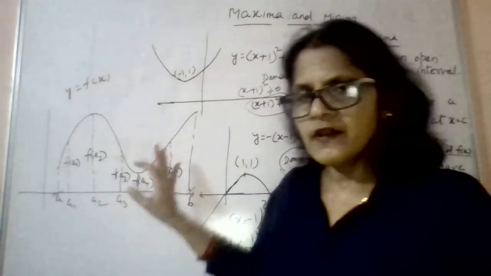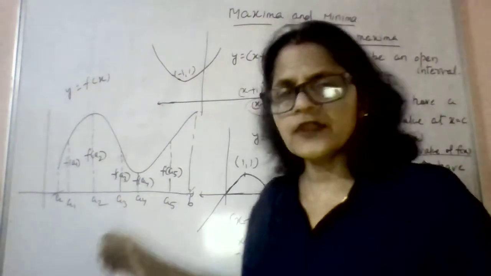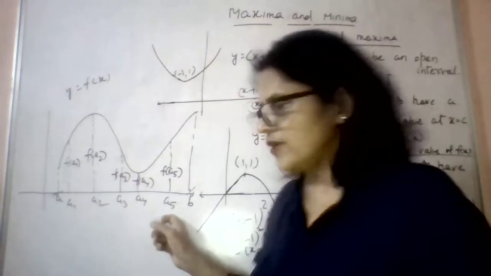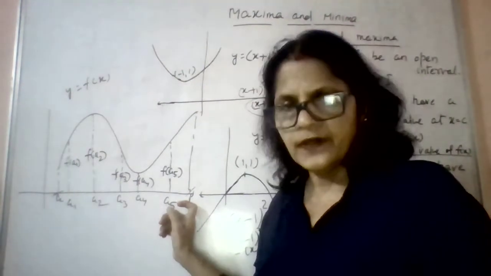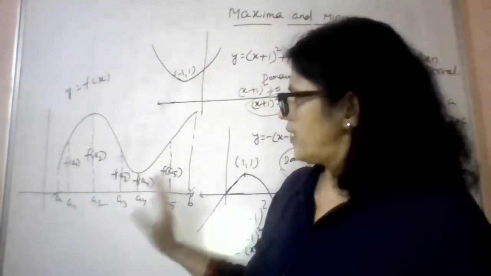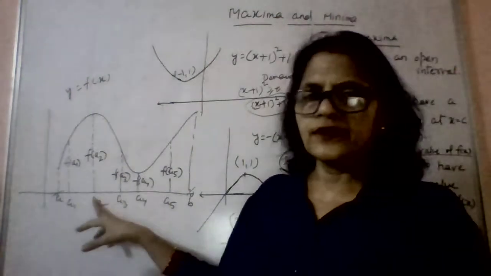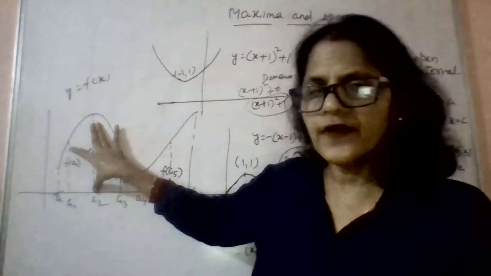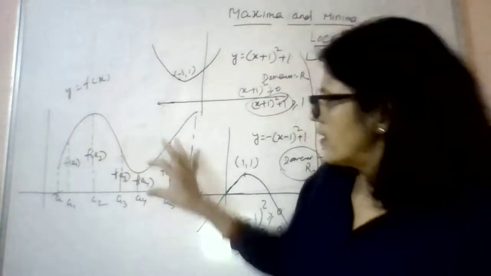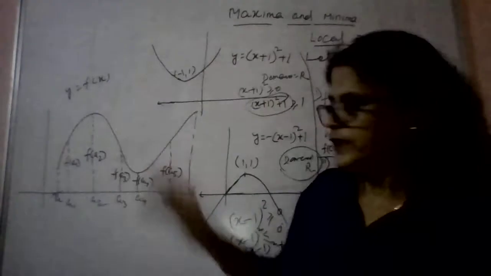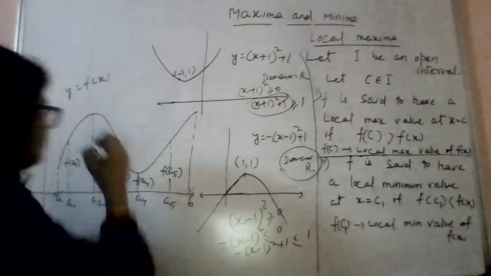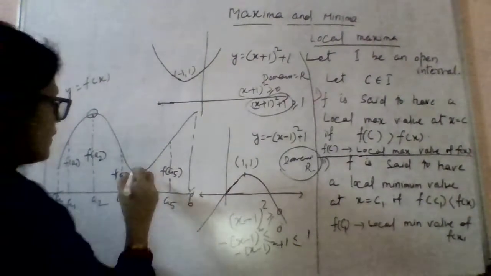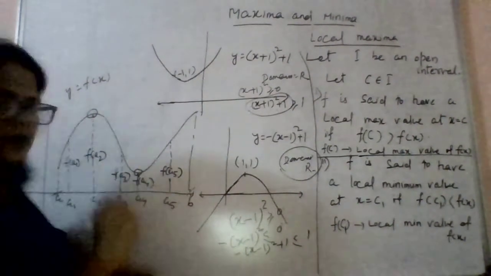It means if I ask you what is the maximum and what is the minimum value of the function in the interval AB, you can answer, because at x equal to a2, f(a2) is maximum and f(a4) is minimum. So we can say this point is the point of local maximum and this point is the point of local minimum.